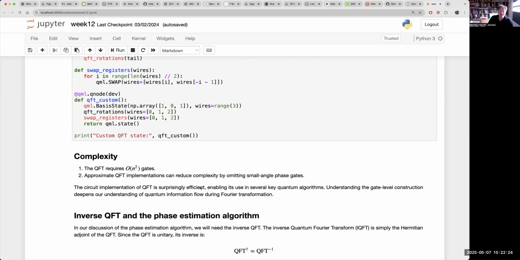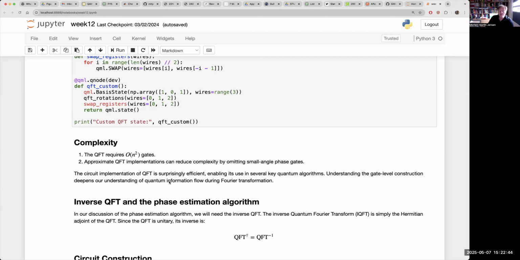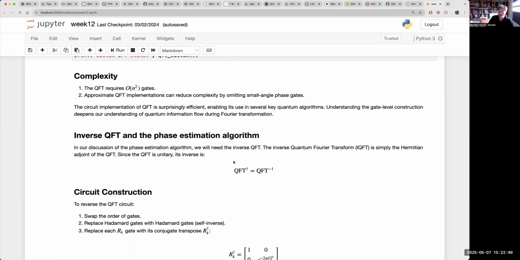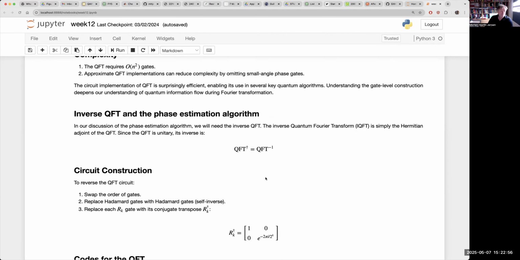So the QFT requires n squared gates. So if we have 2 qubits, as we saw, we had 4 gates. And the approximate QFT implementations can actually reduce the complexity by omitting small angle phase gates. So if the angles are small, then you can actually omit them. And it's a very efficient one. The inverse and the phase estimation algorithm, which is coming later now, relies on us being able to calculate the inverse, which is easy to set up when you have the quantum Fourier transform.